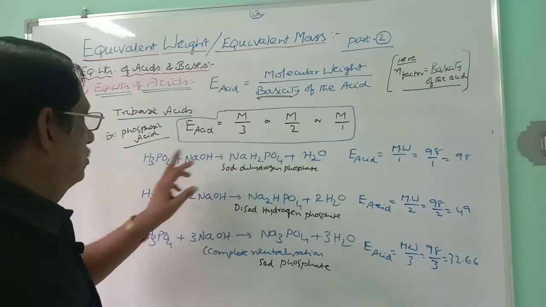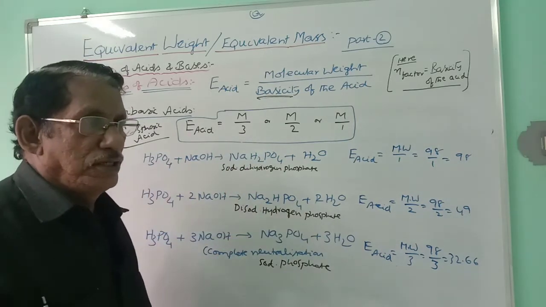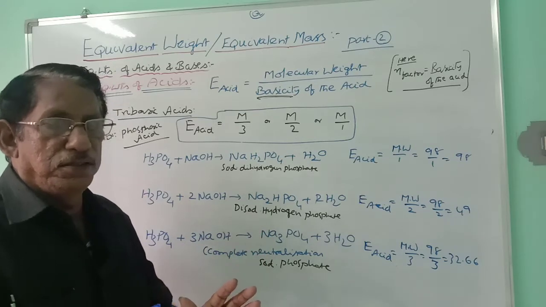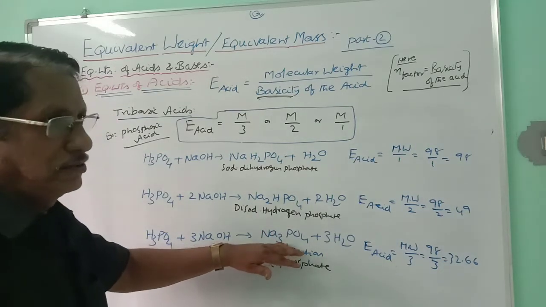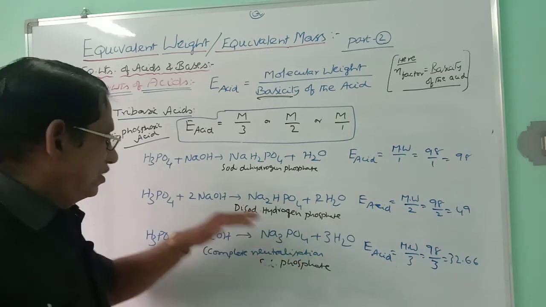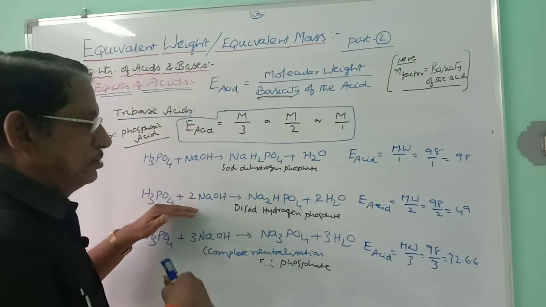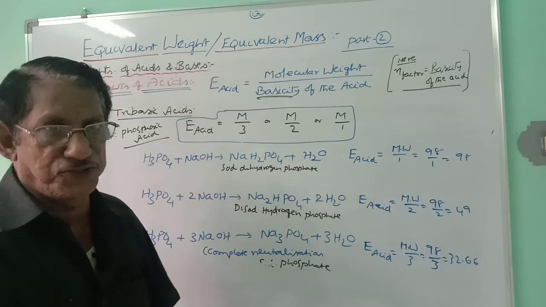Phosphoric acid has 3 replaceable hydrogens, or all the 3 replaceable hydrogens may be removed at a time in one reaction. That is what you call complete neutralization. Or one hydrogen is removed or 2 hydrogens are removed, they are nothing but partial neutralizations.